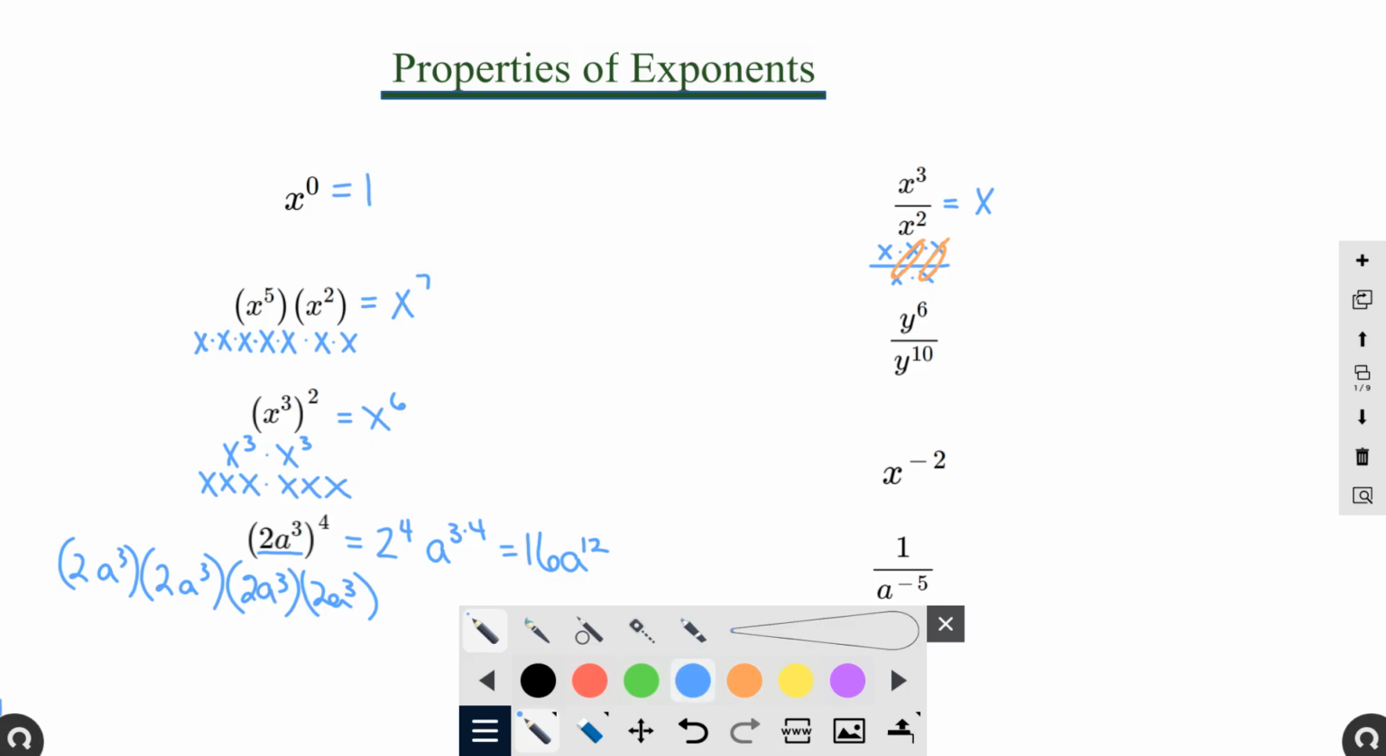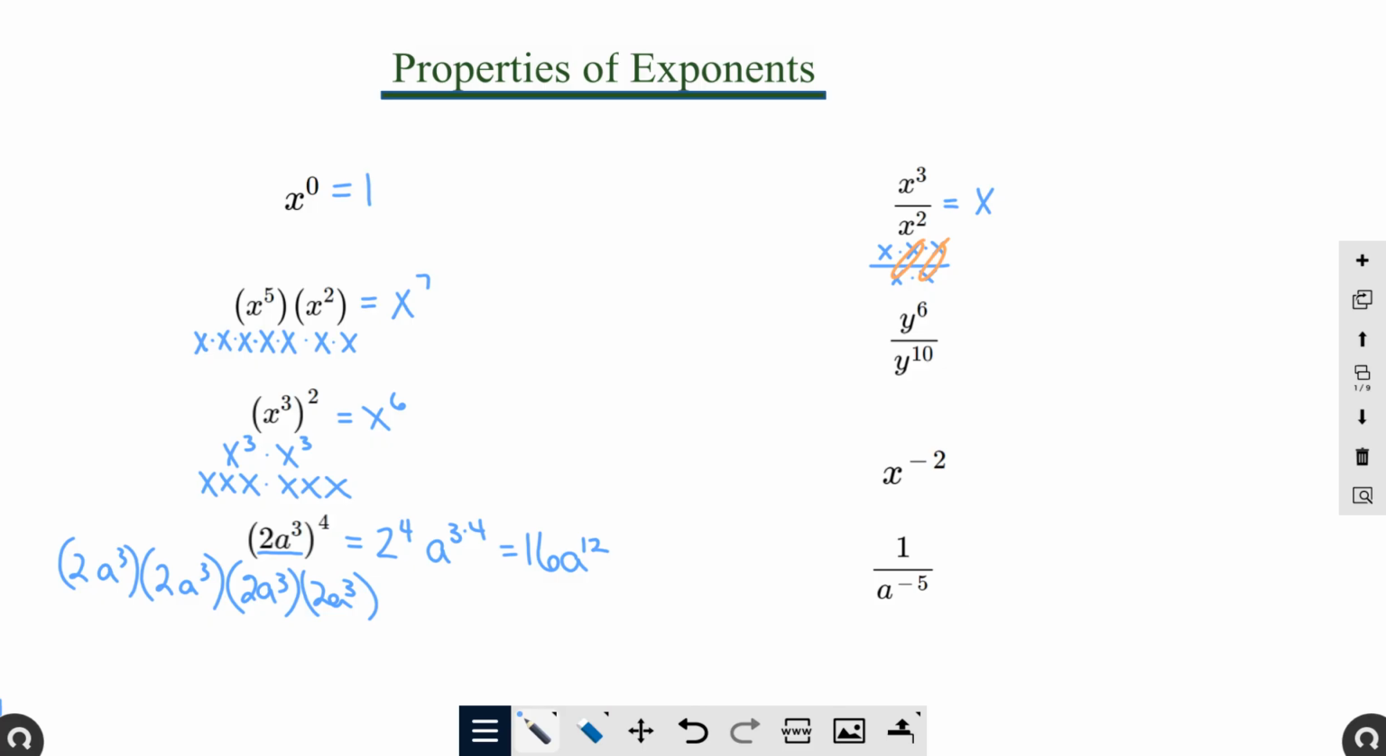Now let's do the same thing with this one. Power over a power, we subtract. Now when you subtract top to bottom, you get a negative number, which brings us to this next one. Does anybody know what we do with negative numbers?